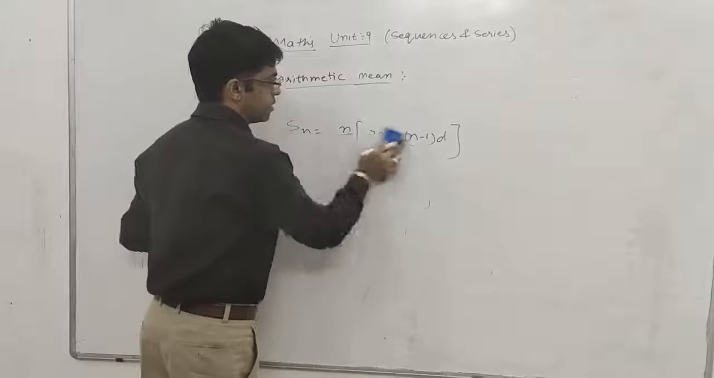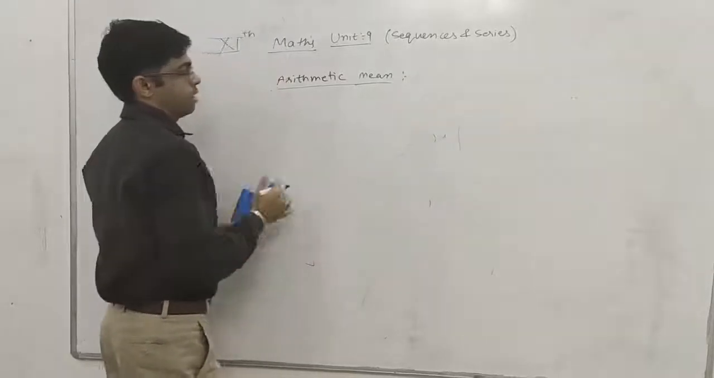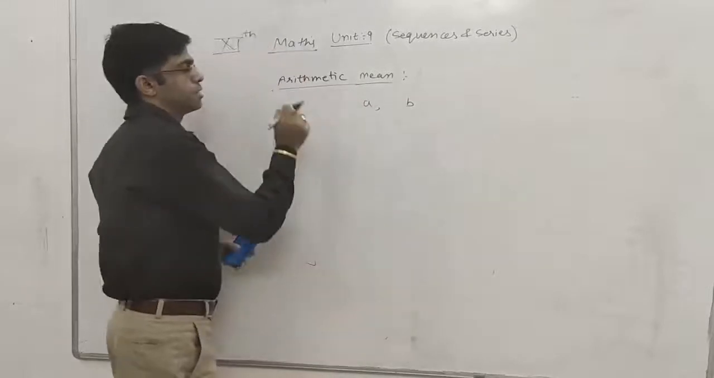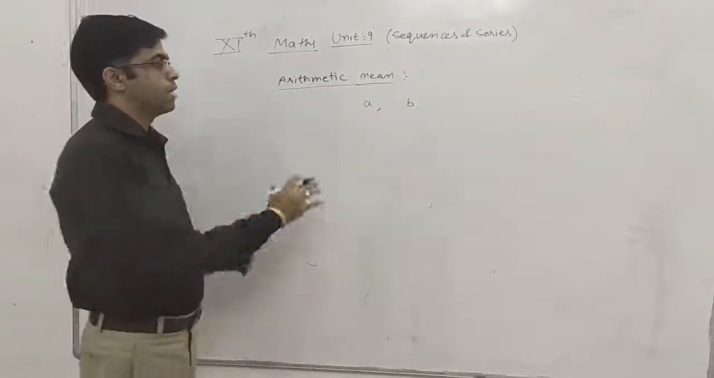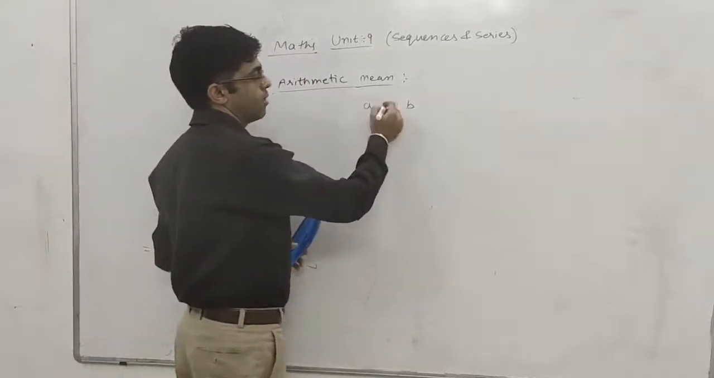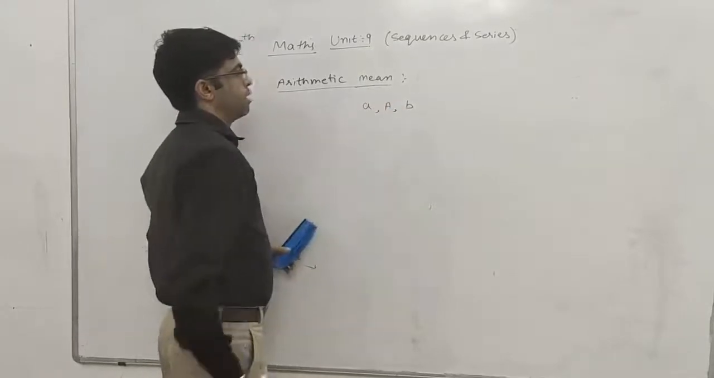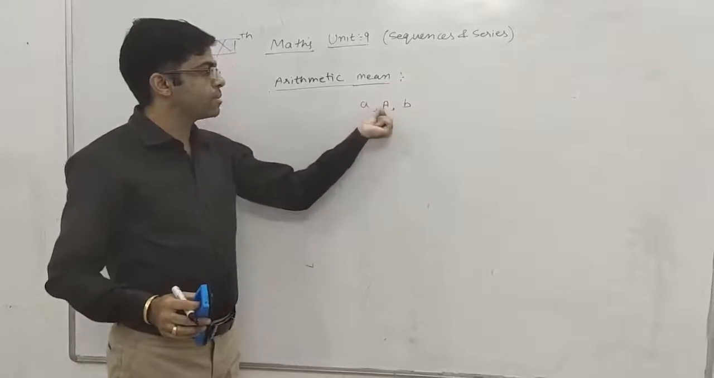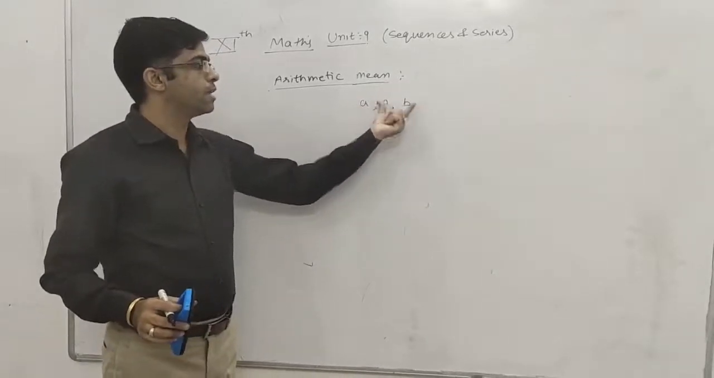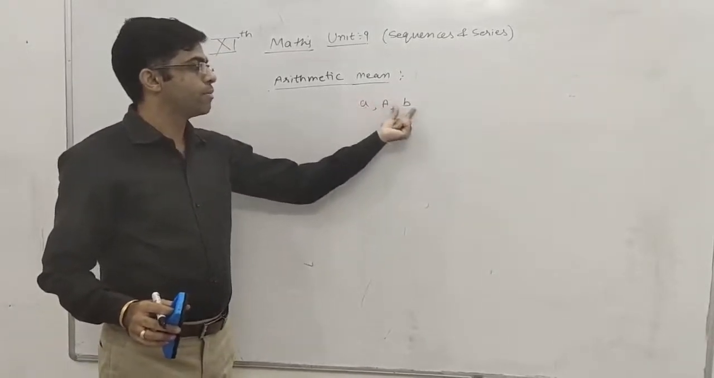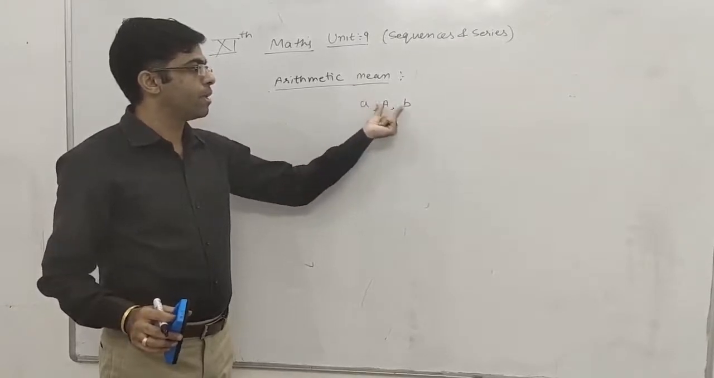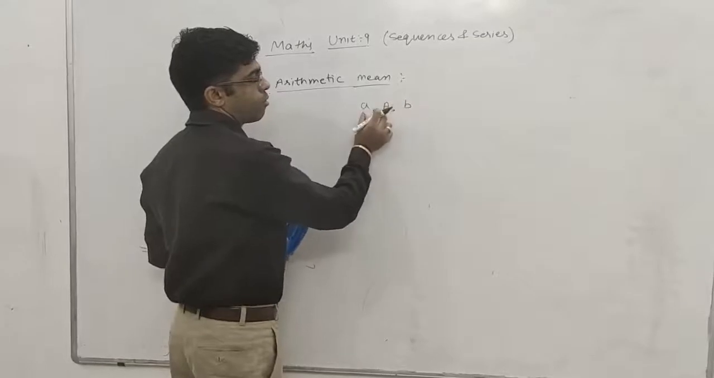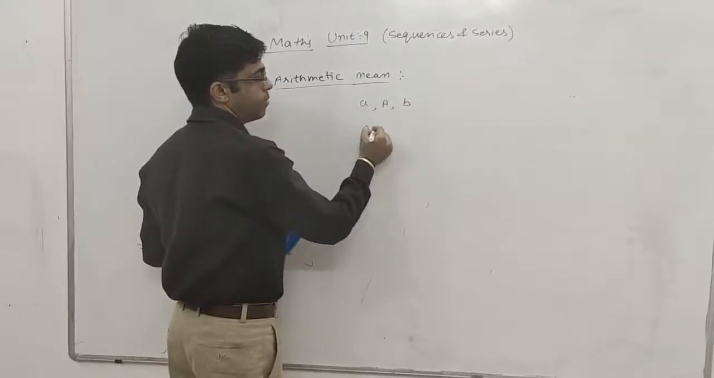Arithmetic mean means if there are two numbers, let's say A and B, we want to insert one number in between so that the resulting sequence will form an AP. हमें दो गिवन टर्म्स के बीच में एक टर्म और ऐड करनी है जिससे कि ये जो सीक्वेंस है अरिथमेटिक मीन में रहे हैं इसका AP फॉर्म हो जाए. So what will be the condition? We know that to form the AP the difference should be same.